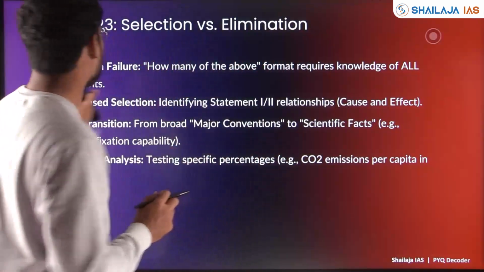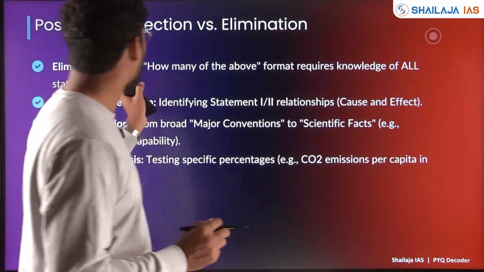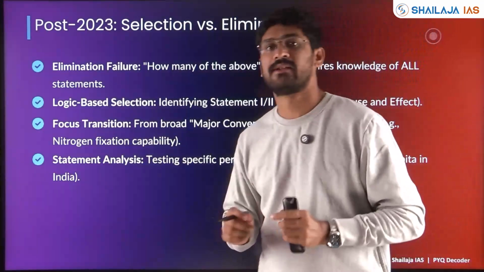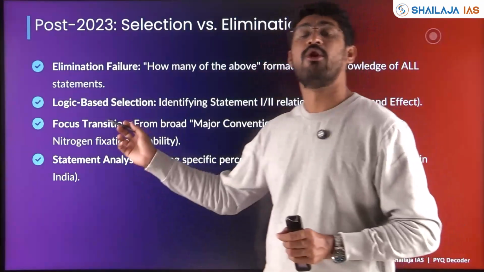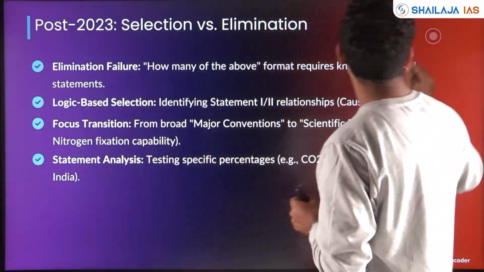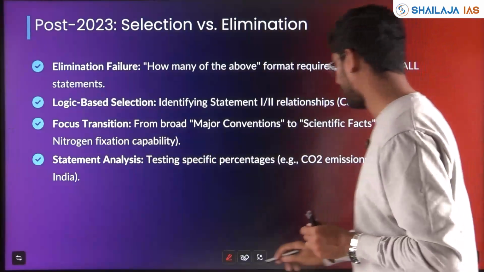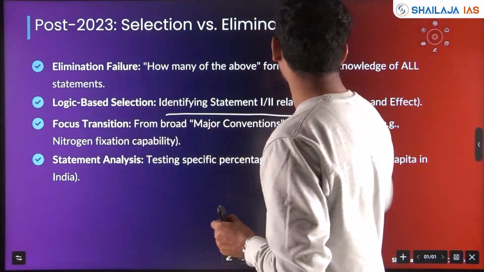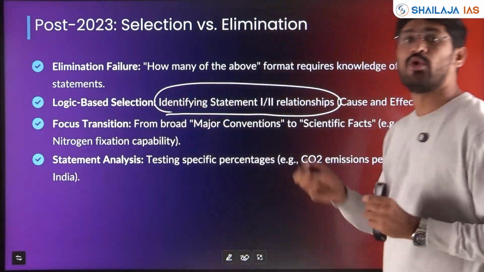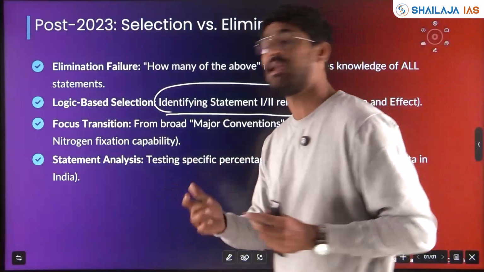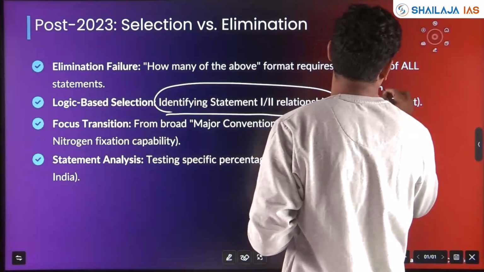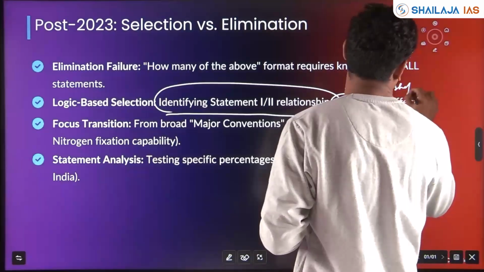So elimination, now how many of the above formats or pairs are correct? So you have to know every statement. Logic-based selection becomes important. You have to identify statements, statement 1 and 2 or statement 3, where statements are given and the question asks for the cause-effect relationship. Cause-effect relationship.